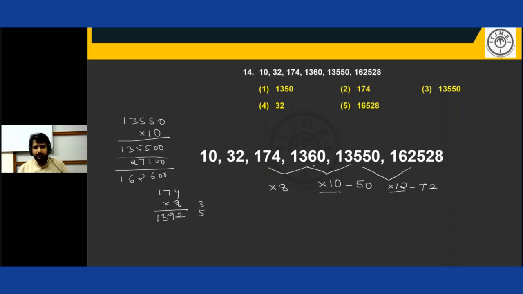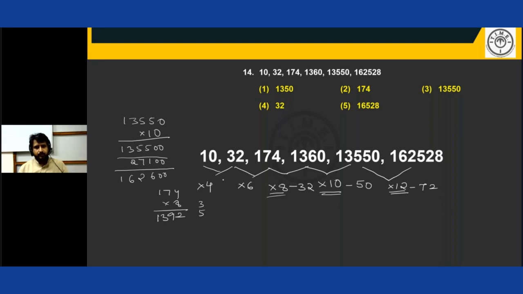But what is the number given? 1360. So how much is it less than that by? 32 into 8 minus 32. Look at the pattern. Into 8, into 10, into 12. Perfectly matching with the even numbers. So what should be the previous one? Into 6. And the previous one is into 4.